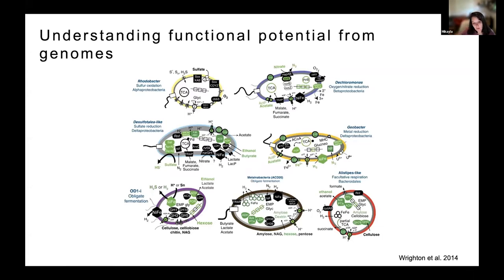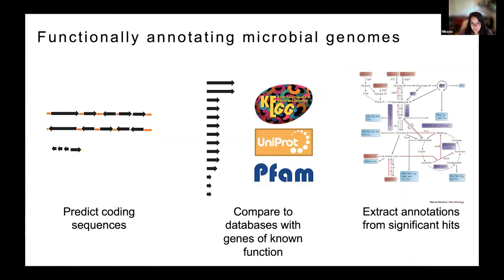So the next question is, how do we do this? Annotation allows us to predict genes on a genome. So that's the first step of annotation, to predict coding sequences. We then take each of these coding sequences, which is indicated by a black arrow, and compare them with databases of genes with known function. So here I'm showing you KEGG, UniProt, and Pfam. We then extract annotations, the actual annotations from significant hits. So if we BLAST gene A to KEGG or search Pfam with this gene, we'll get a series of hits.